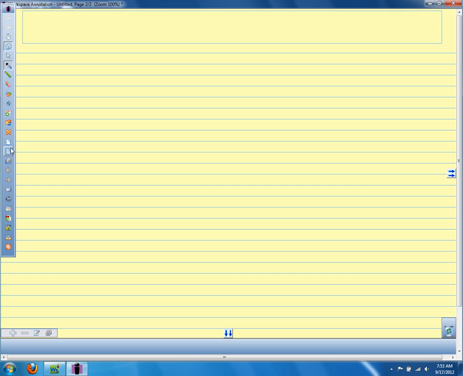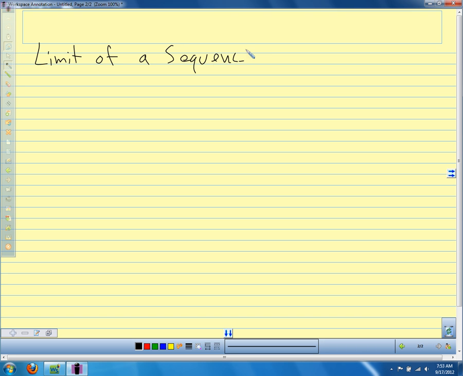Let's talk about another concept, the limit of a sequence. What do we mean when we say the limit of a sequence? So what do you think we're talking about when we're talking about the limit of a sequence? What it's approaching as n approaches infinity. Is there some value that it doesn't get above or below or something?